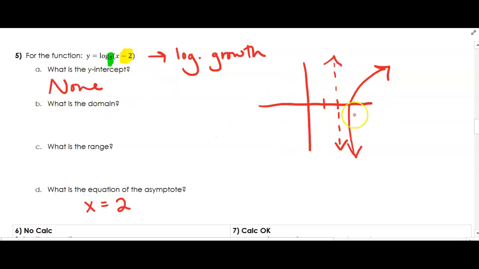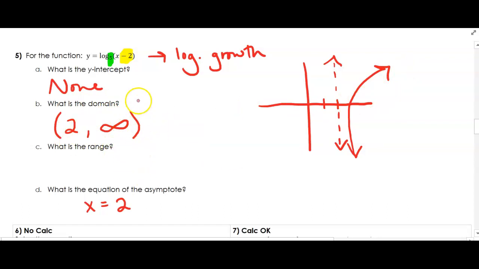Nice. When I'm talking about domain, well, it's not going to the left of my vertical asymptote at all. And so it is literally going to be from my vertical asymptote, which is positive 2, not included because my graph will never touch my vertical asymptote. It will only get super, super close. And then it is going to the right forever towards positive infinity. That is my domain, from 2 to positive infinity.